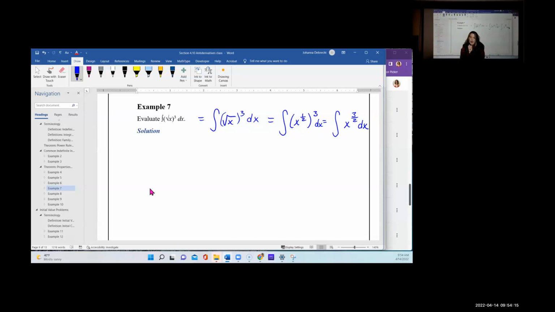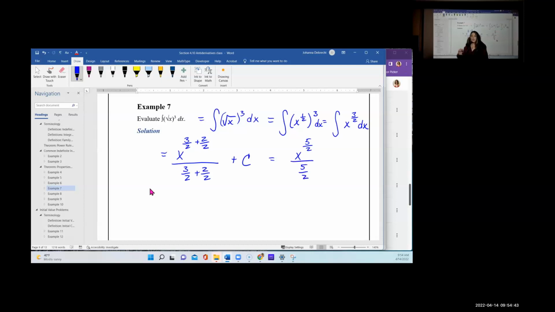You simply are going to add 1 to the power and divide by it. However, adding 1 to the power means you need a common denominator. So the best thing to do is use that denominator and add 2 halves to it. And so then we're going to divide by 3/2 plus 2 halves plus a constant, which gives us x to the 5/2 divided by 5/2.